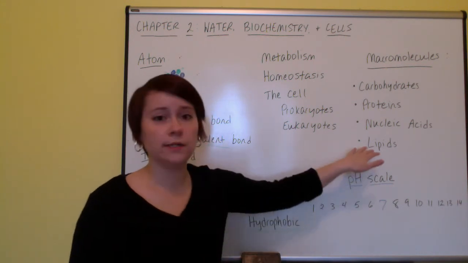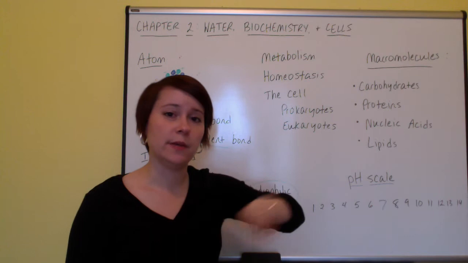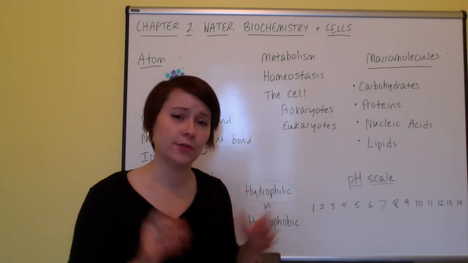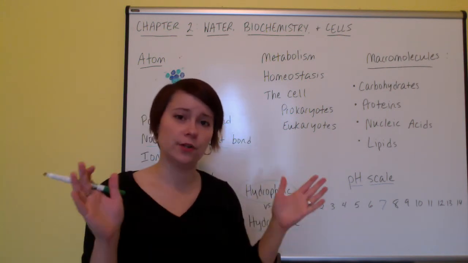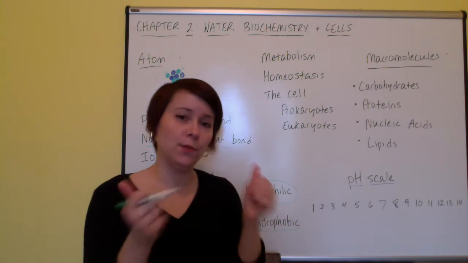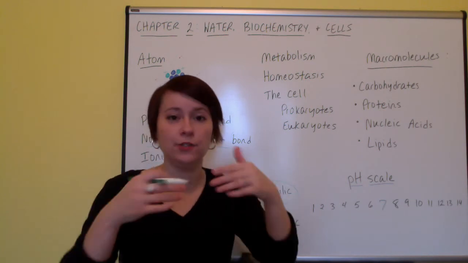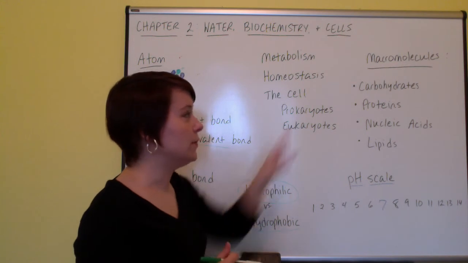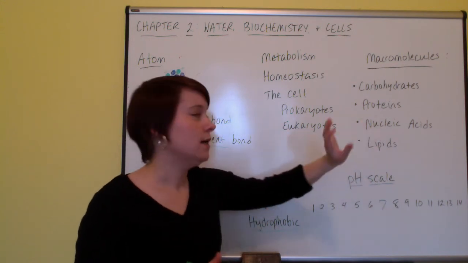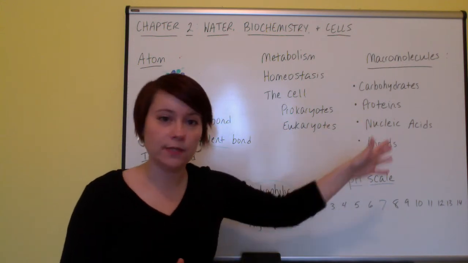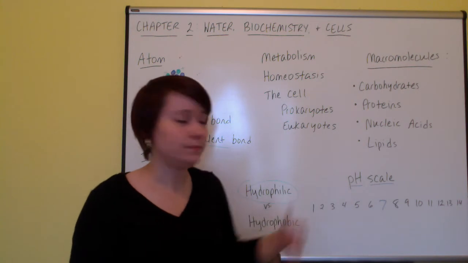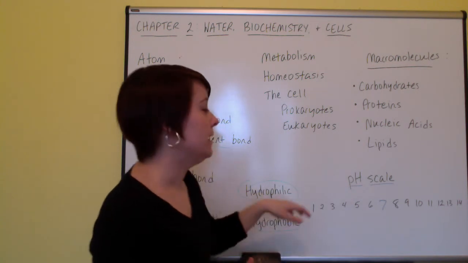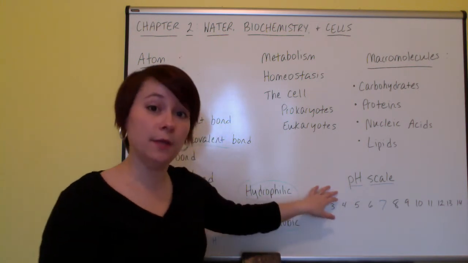They're also important in your cell membrane because that's made up of a phospholipid bilayer. So it's two phospholipid layers that are hanging out together with the polar ends facing out and the hydrophobic ends, the tails, facing inward. That's very important. So make sure you know these macromolecules, what they're made of, their main purpose, examples of them, because that will be on the exam. And then the last thing I want to cover very quickly is the pH scale.